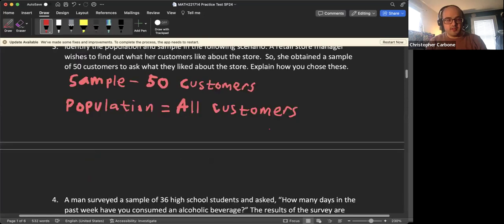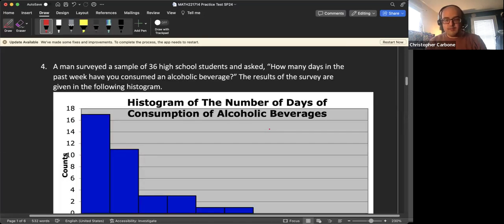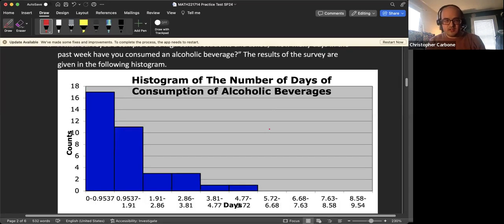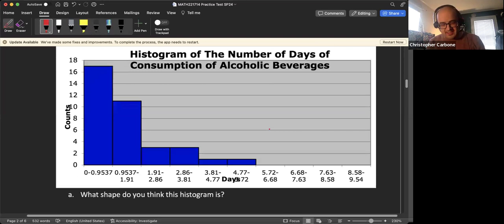The fourth one. A man surveyed a sample of 36 high school students and asked, how many days in the past week have you consumed an alcoholic beverage? And the results of this survey are given in this histogram. So it shows the number of days of consumption of alcoholic beverages. It gives a whole bunch of data.